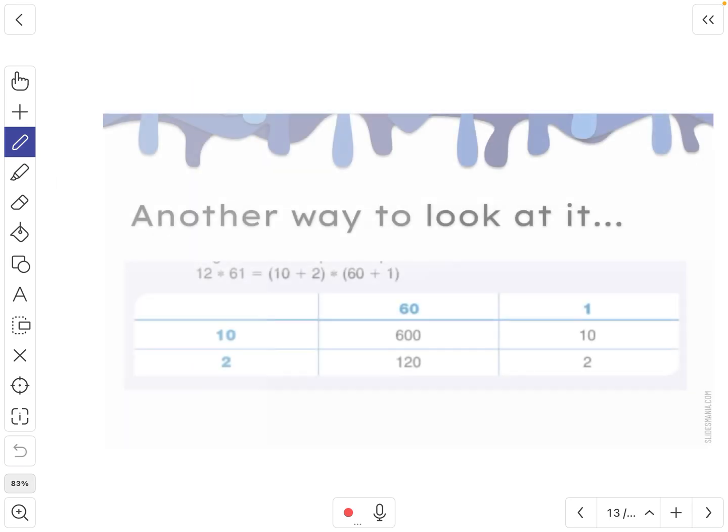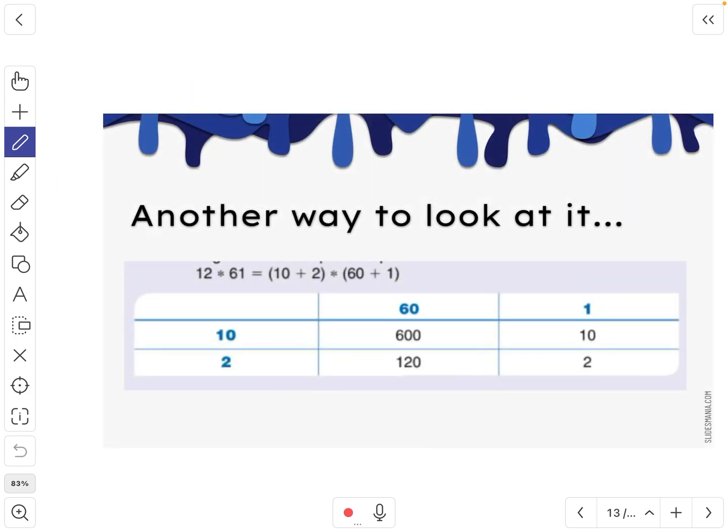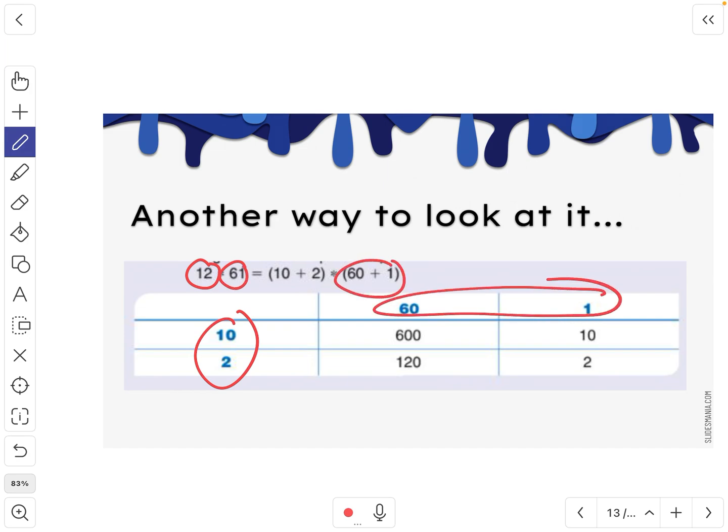I'll go through exactly what that means, but here's another way to look at it. If you have 12, that's like having 10 plus 2. And if you have 61, that's like having 60 plus 1 here. And if you look at this method with an array, 10 times 60 is 600, 2 times 60 is 120, 10 times 1 is 10, 2 times 1 is 2. And then you add these 4 all together, and you'd get your final product.